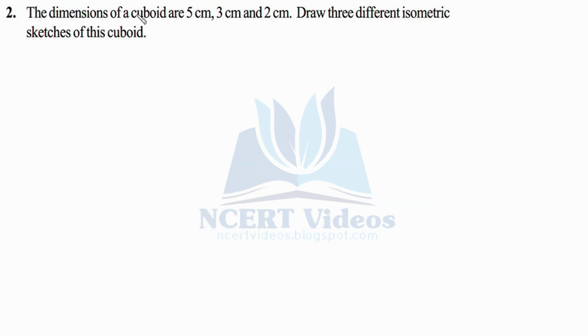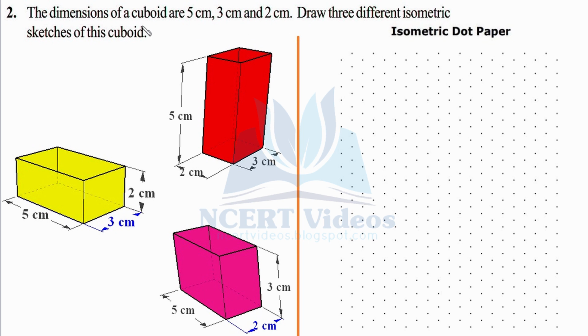Question second. The dimensions of a cuboid are 5 cm, 3 cm and 2 cm. Draw 3 different isometric sketches of this cuboid. So why did the question ask for 3 different isometric sketches of this cuboid? Well, we can get this cuboid in 3 orientations. That is, if we consider 3 different heights.